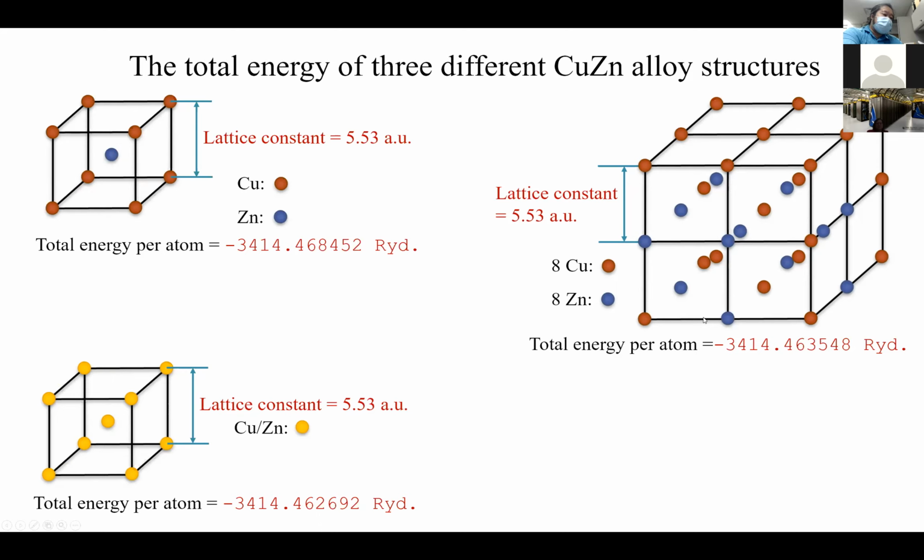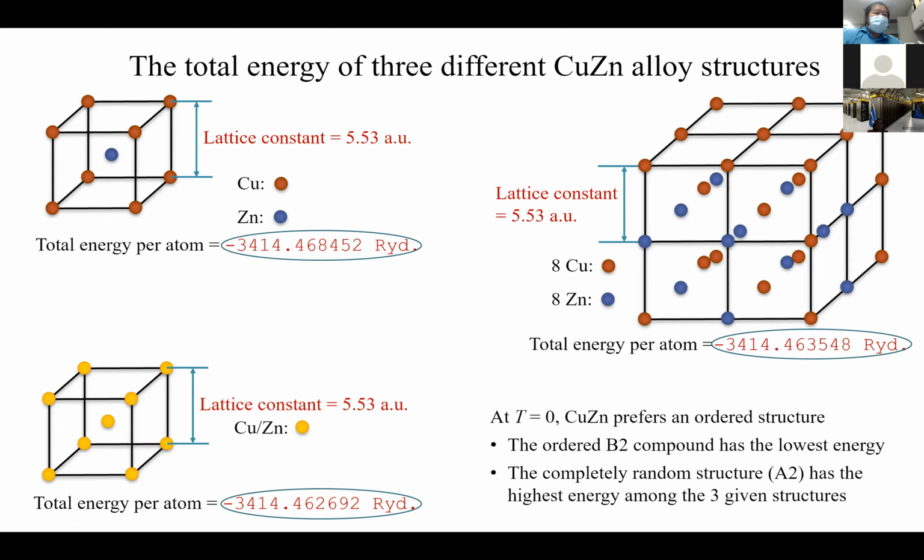On the other hand, another disordered structure is where we use a supercell that we put copper and zinc randomly in the unit cell, and then we run an ab initio calculation, and this is the total energy we got. How do they compare with one another? Remember, we do the calculations at temperature T equal to 0, right? With the same lattice constant, by the way. Now let's take a look at the comparison of the total energy.